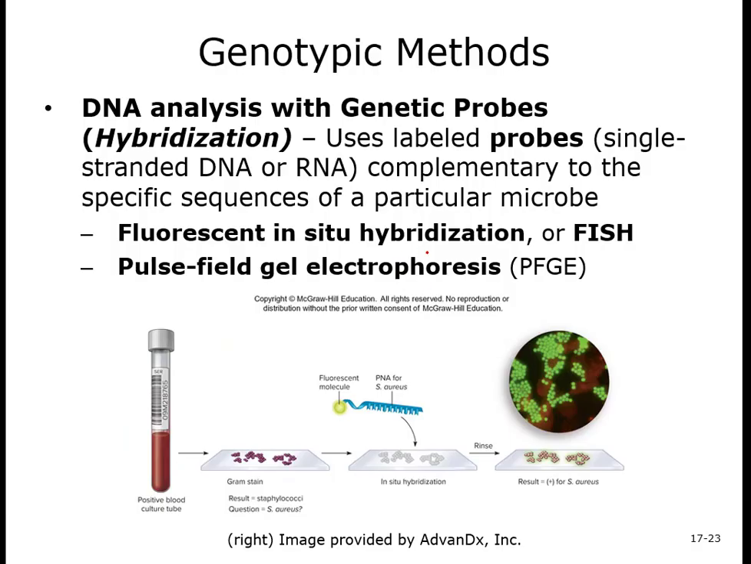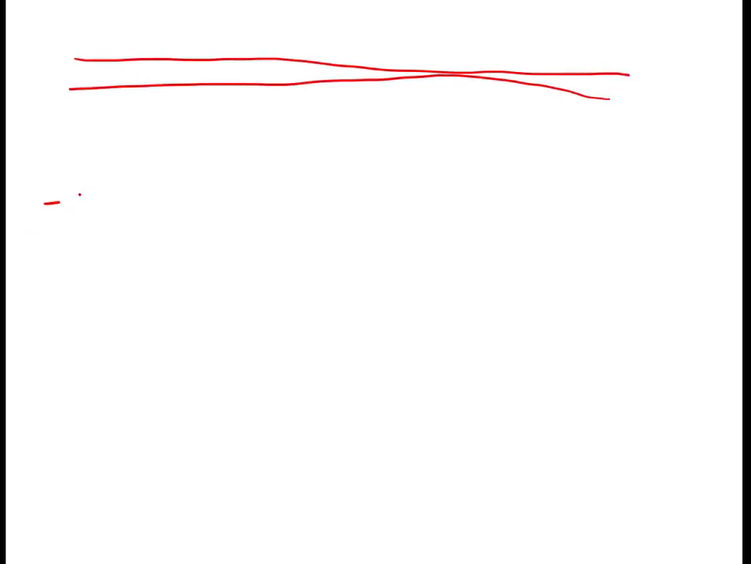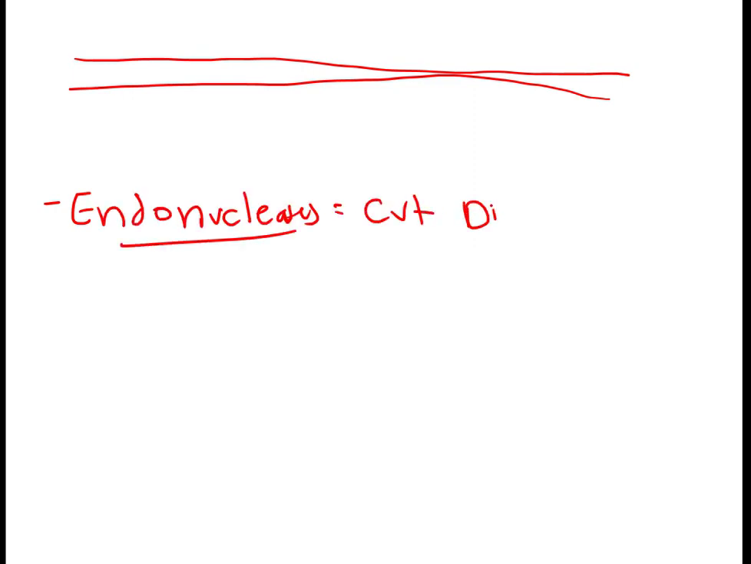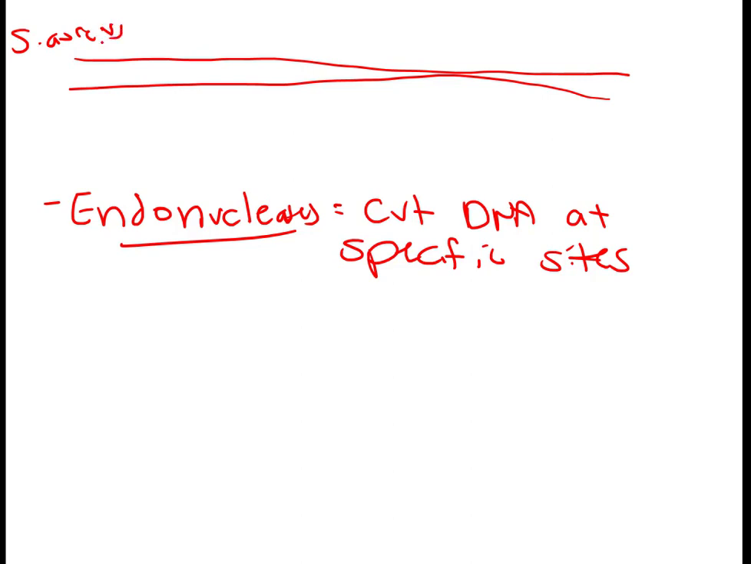Now, another technique that's genotypic is what's called pulse field gel electrophoresis. How this works is, let's say that you have this bacteria or virus, and here's its DNA sequence. There are these enzymes called endonucleases. Endonucleases will cut DNA at specific sites, so they're kind of like molecular scissors. Every single pathogen, it'll cut at a different site. So let's pretend like this is Staph aureus, again, just an example. And the endonuclease will cut the DNA here, here, and here.